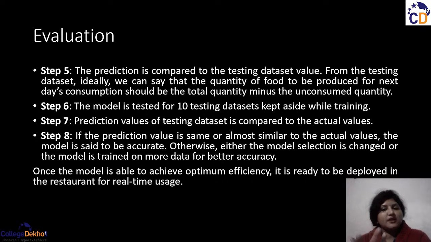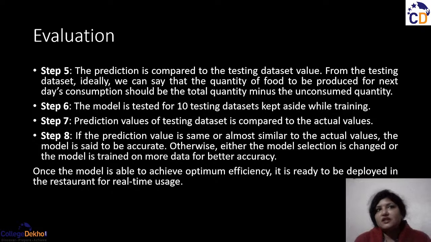Like, suppose I have predicted 4 kg of this dish to be prepared. The machine is predicting 4 kg, and in actual also it is 4 kg, and there is no leftover food at the end of the day. Obviously it is giving accurate results, right? Otherwise you need to change the algorithm.